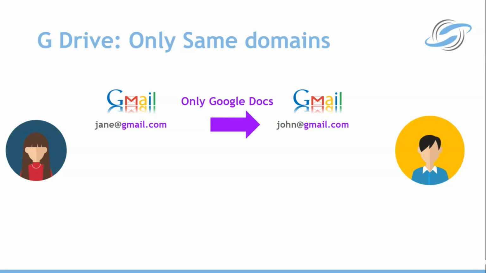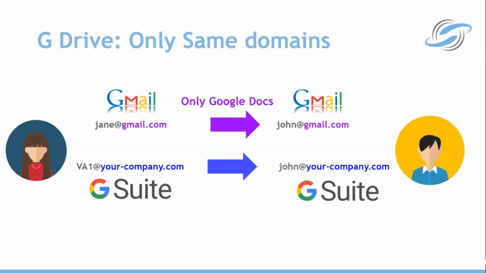If, however, you're using G Suite, then you can transfer ownership of all types of documents, but you both need to have a licensed G Suite account. So you both need to be in the same domain, so yourcompany.com, for example. If they're using their own G Suite account in their own company and you're using your G Suite account in your company, you can't transfer ownership. It's got to be in the same domain. So therefore you have to pay for licenses for everybody.